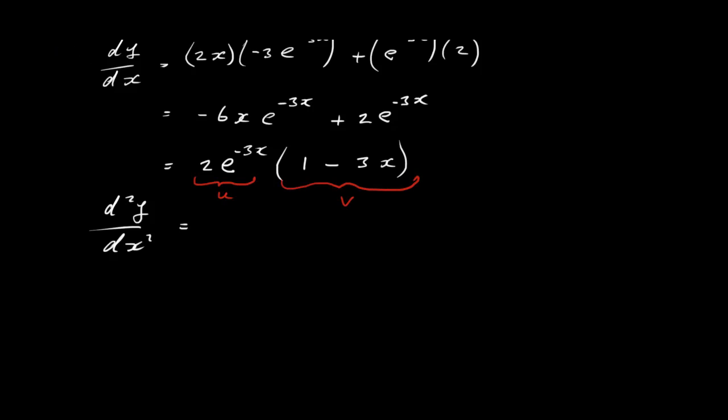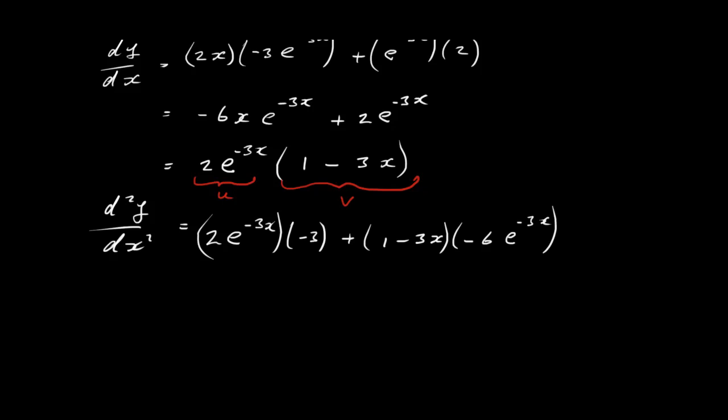So it's going to be u, which is 2e to the power of minus 3x. Now we've got to differentiate what's in the bracket here, so that'll just give me minus 3. So it's u dv dx plus v, which is 1 minus 3x. And I've got to differentiate the u, so that's going to give me minus 3 will come down here. So that's going to be minus 6 e to the power of minus 3x.